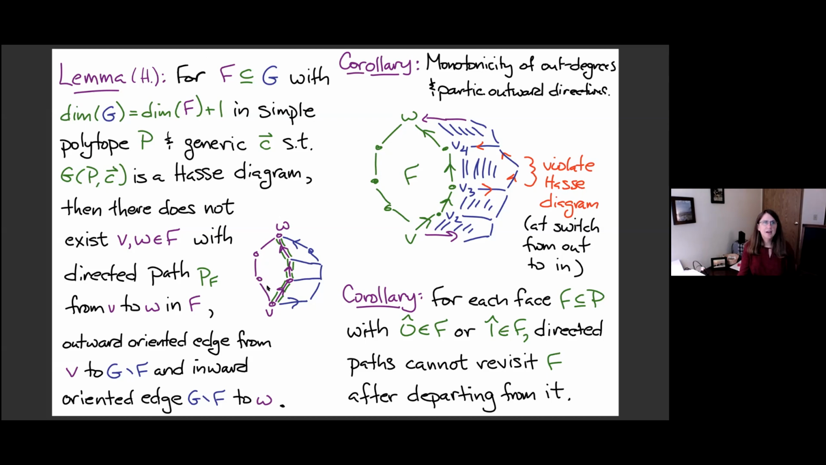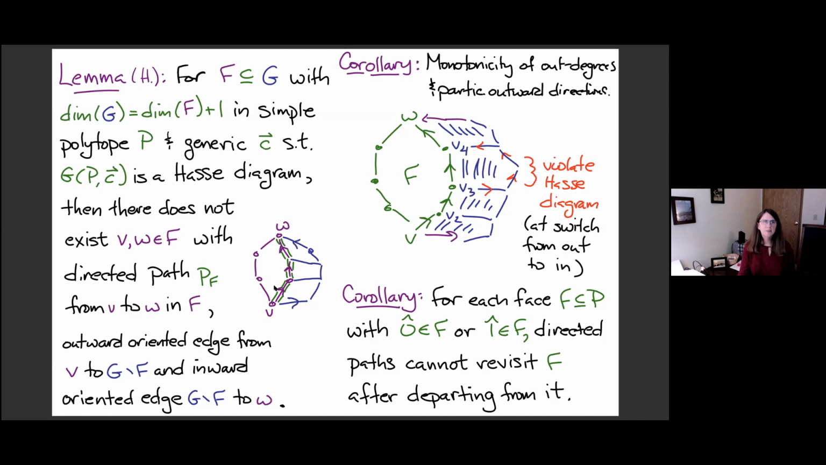Then it's not possible, this will sound a little technical, but it's pretty useful. It's not possible that you have vertices V and W in your face F and a directed path from V to W such that the unique edge of G involving V that's not contained in F... Since G has dimension 1 higher, there's going to be a unique edge incident to V that's in G but not F. You can't have that edge go out and the unique edge emanating from W go into W.